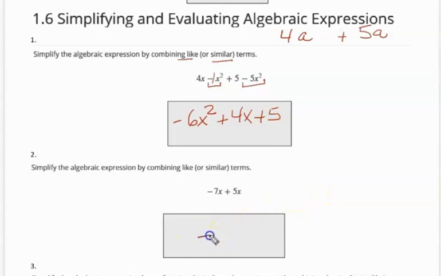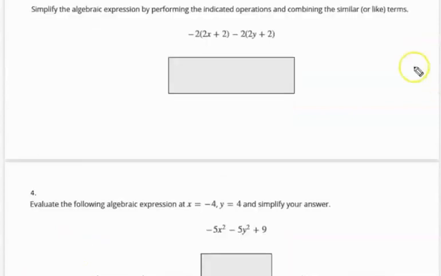All right, this is a negative 2x. Now, for this one, you need to get rid of the parentheses by using the distributive principle. That would be a negative 4x. Then a negative 2 times the 2 is a negative 4. And then a negative 2 times 2y is a negative 4y. Then a negative 2 times 2 is still a negative 4.